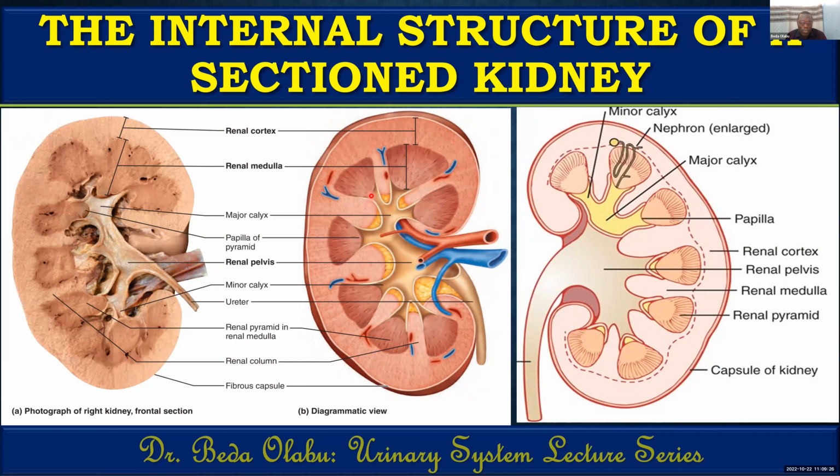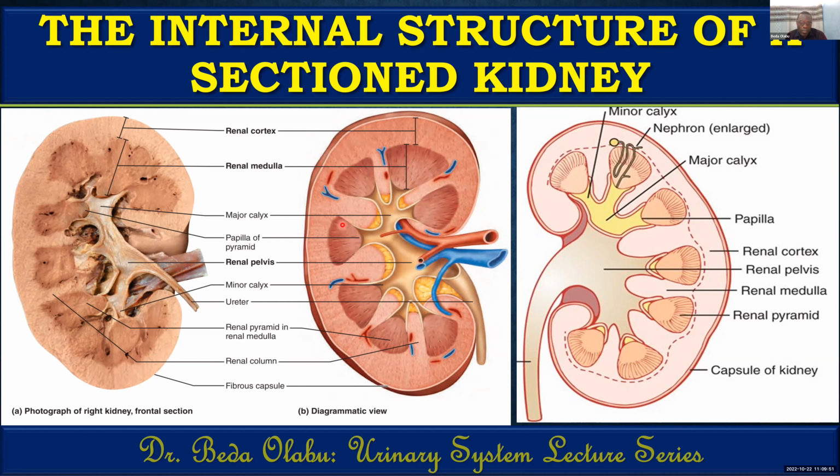When we look at the components of the pelvocalyceal system, we talk about the minor calyces, which receive urine from the papilla of the pyramid. Minor calyces take urine to major calyces, and major calyces take urine to the renal pelvis, which will eventually then go to the ureter.